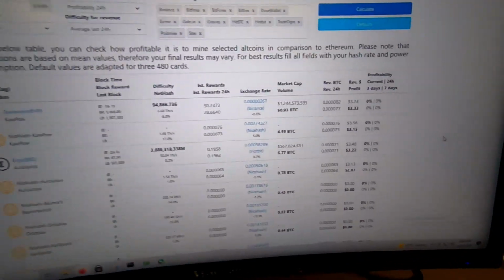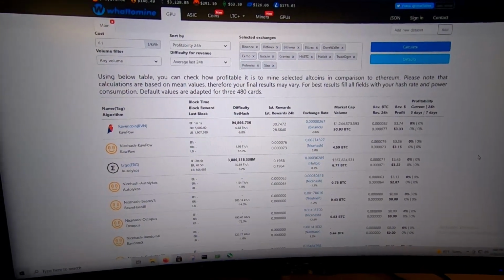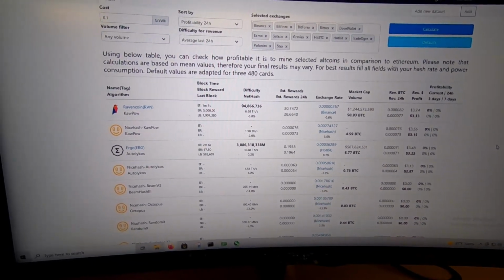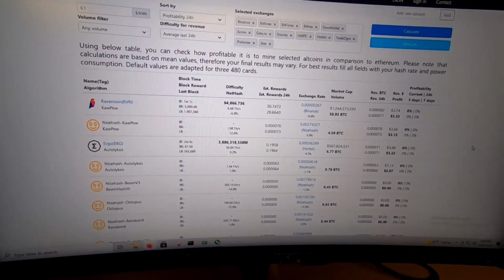it tends to fluctuate a little bit. They're pretty close, so I don't know. I think I'll be sticking with Raven Coin. Let me know what you guys think. Let me know if there's any ways to lower the power or to get more hash rate. That's what I was able to get.